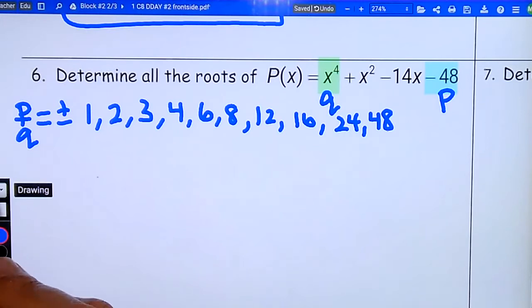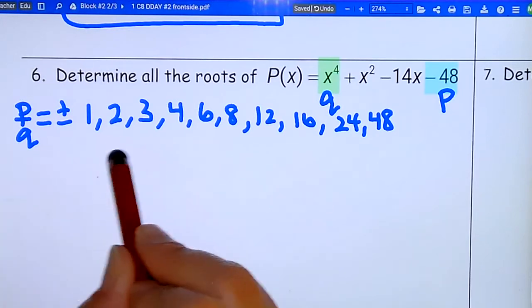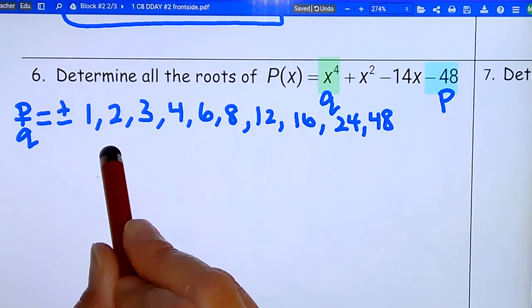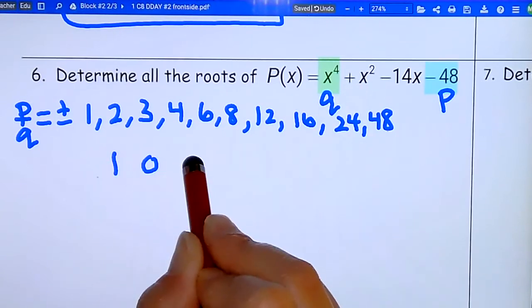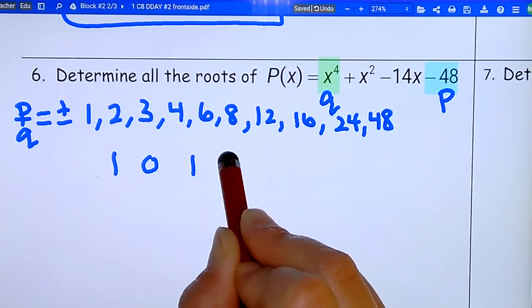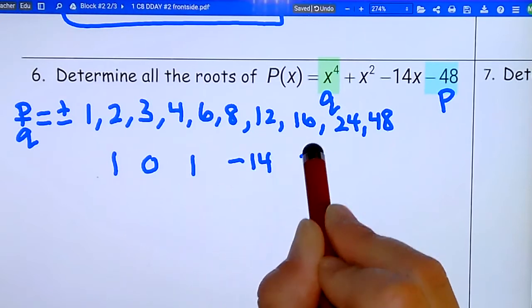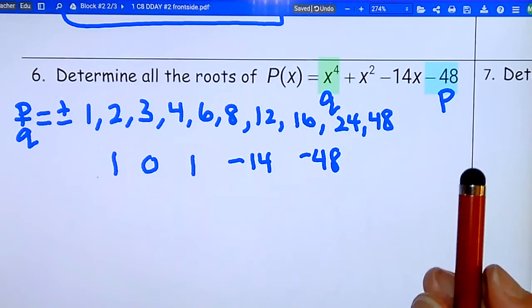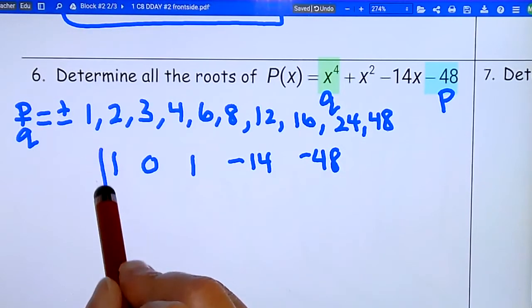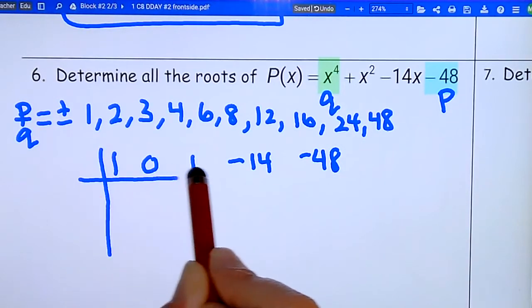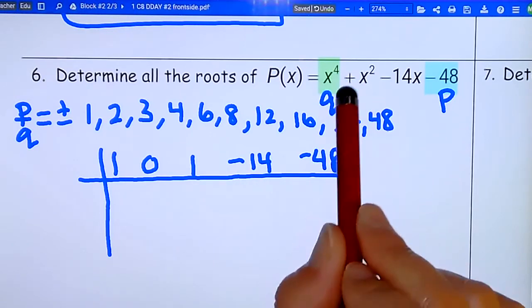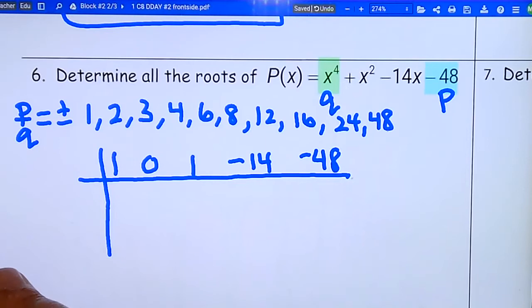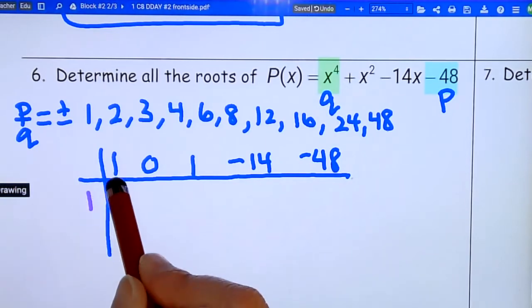Okay, so for this, I'm going to do 1. I don't have an x cubed, so I need to put a 0, 1, negative 14, negative 48. Okay, and I'm going to do my synthetic division. I'm going to do it in kind of a table form here. I need to get 4 answers. Okay, I'm going to start with 1 and see what happens. I'm going to bring down 1.